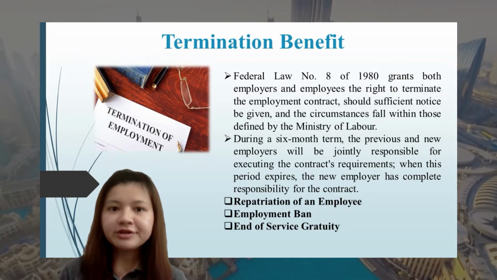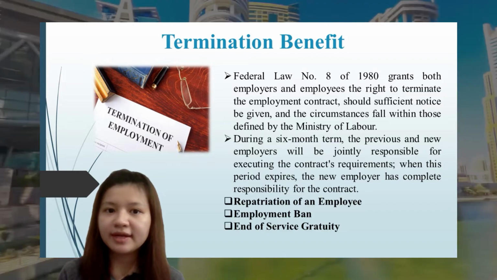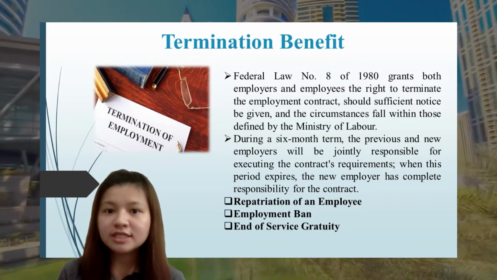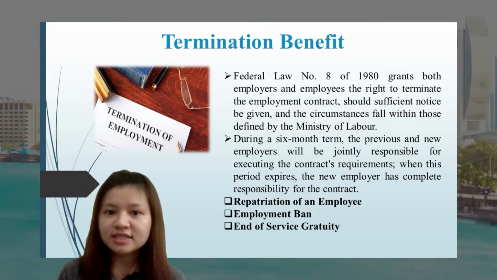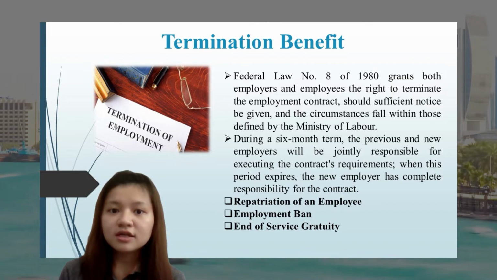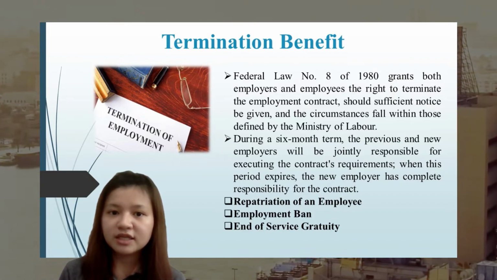Termination benefits. Federal Law Number 8 of 1980 grants both employers and employees the right to terminate the employment contract should sufficient notice be given, and the circumstances fall within those defined by the Ministry of Labour. During a 6-month term, the previous and new employers will be jointly responsible for executing the contract's requirements. When this period expires, the new employer has complete responsibility for the contract.